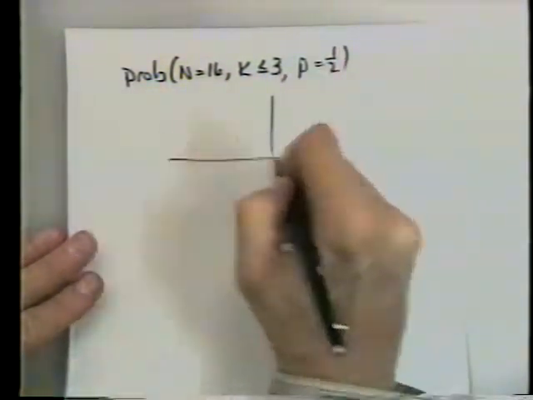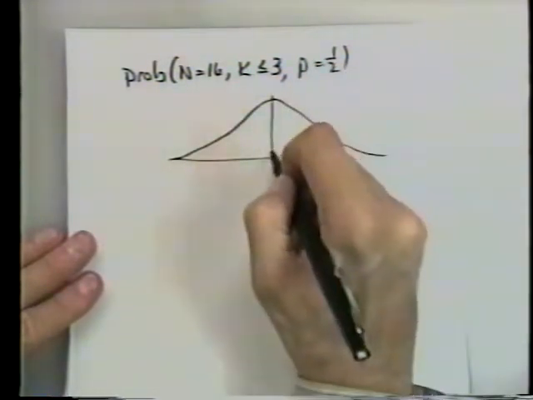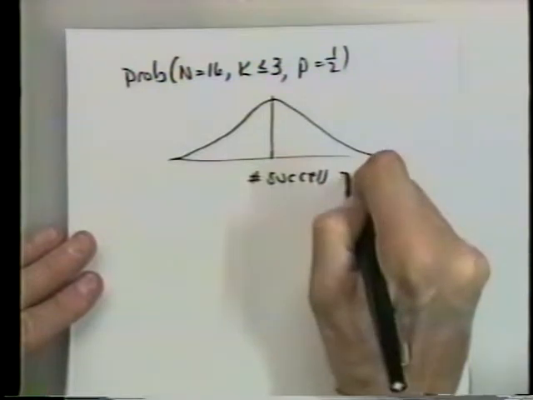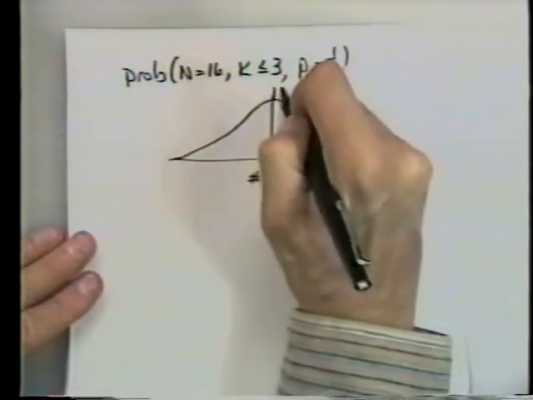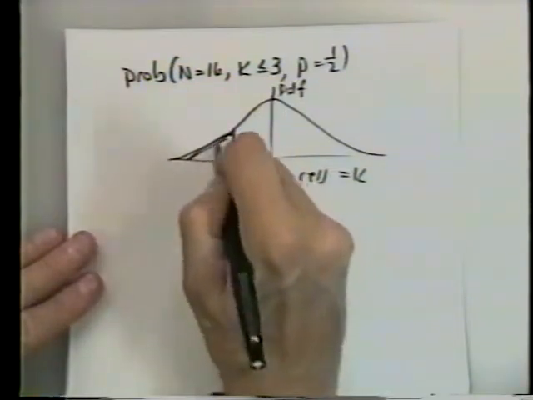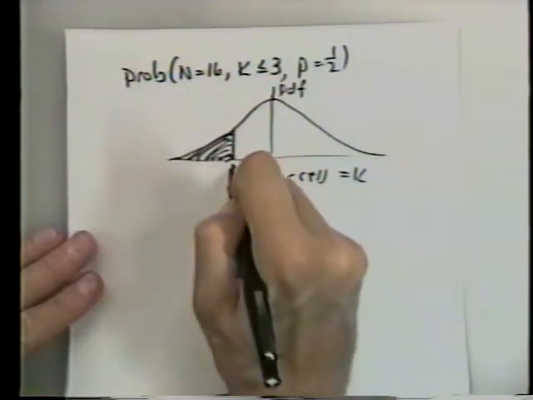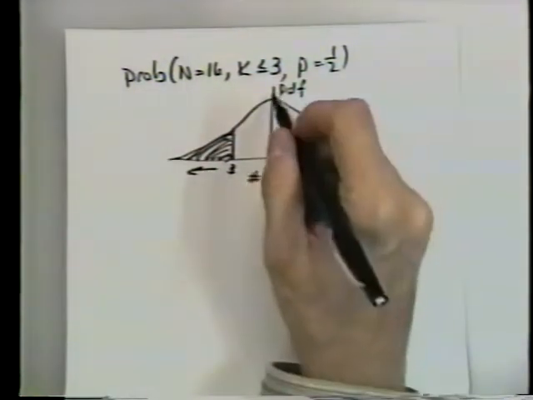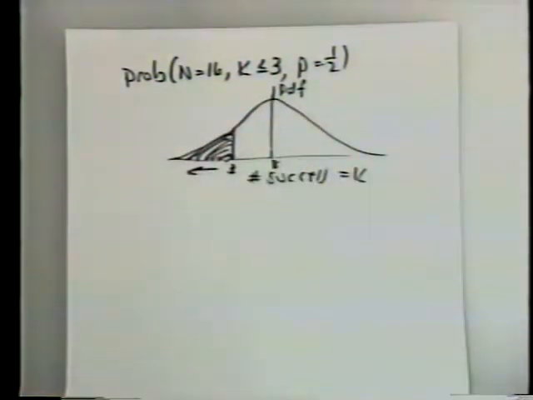So we have a distribution like this. These are the number of successes, number of hits, which we're calling k. This is how often that happens, so this is the probability density function. And we're trying to see what's the probability of getting 3 or fewer hits in this. The mean at a probability of a half out of 16 would, of course, be 8.